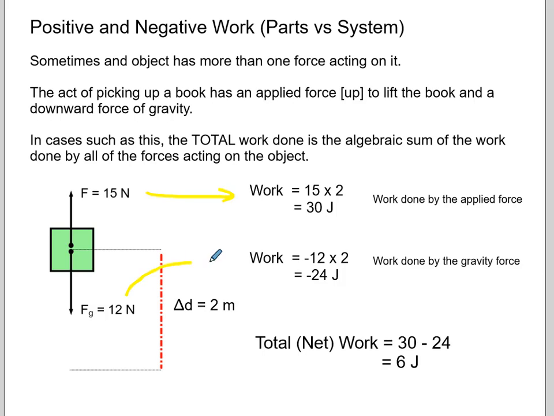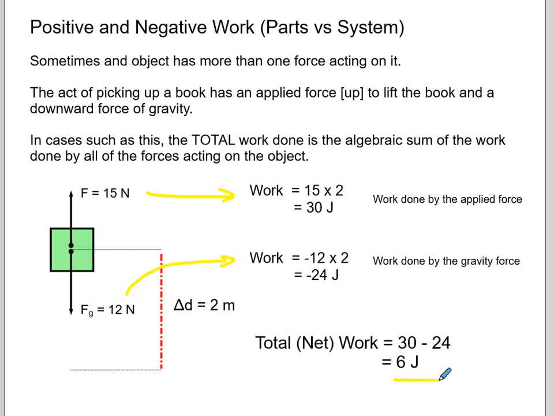You could also look at the gravity expression. You'll notice it's got a negative in it because it's in the opposite direction. So now negative 12 times 2, that's negative 24 joules. And if you looked at the total work, you'd see 30 minus 24 is 6 joules.